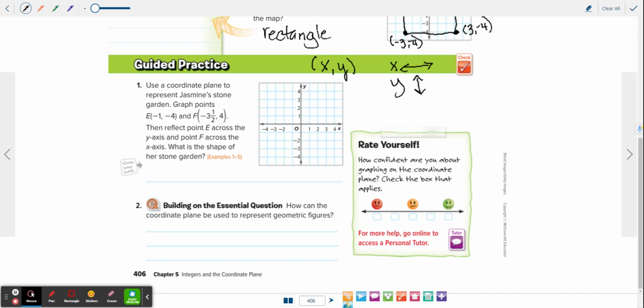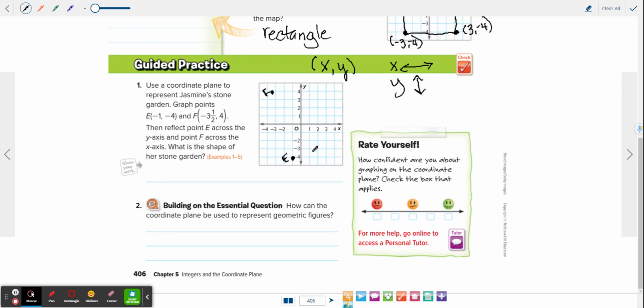I'm on page 406. Number 1, use a coordinate plane to represent Jasmine's stone garden. Graph points E, -1, -4. Okay, -1, -4. That's E. And F, -3.5. -3.5 is right here. And 4. All the way up to 4. That's F.